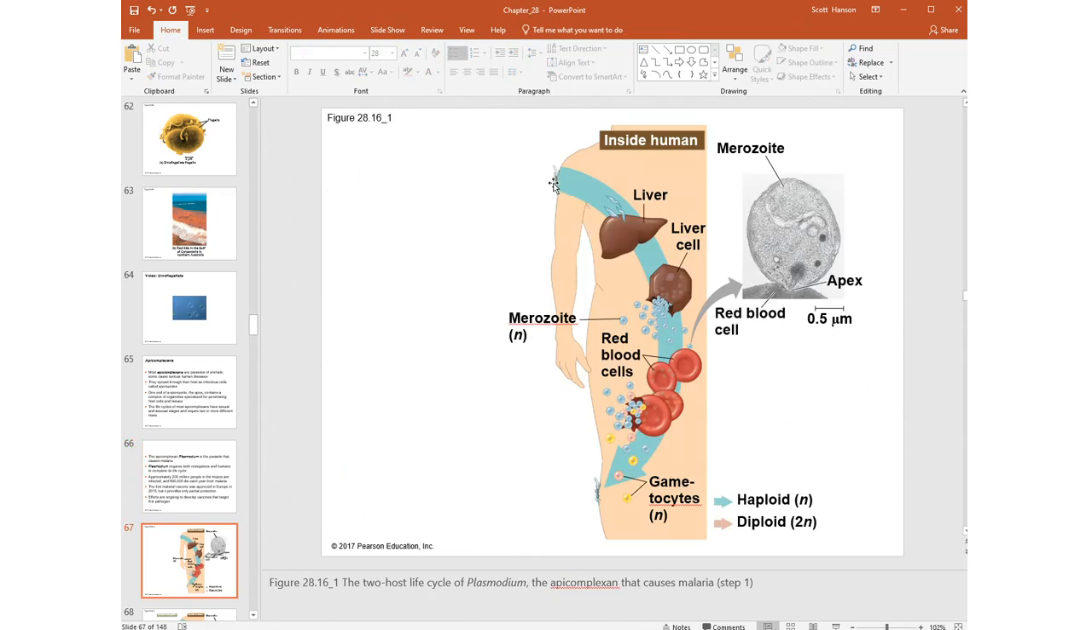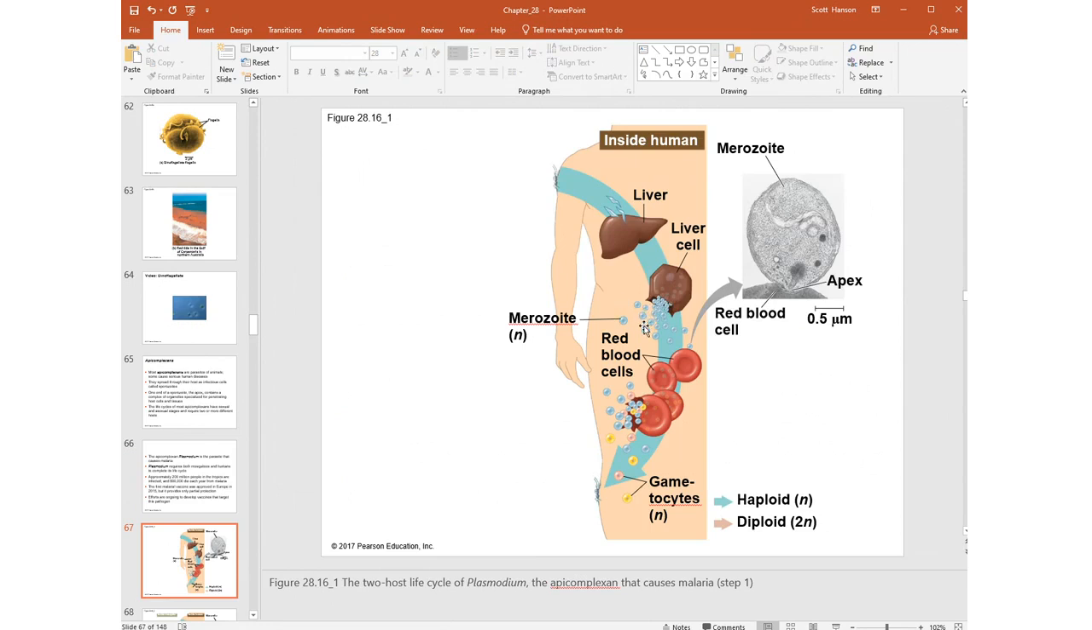So a mosquito bites a person or an animal. You can see the apex of the apicomplexan with specialized organs. The merozoites get into the blood and circulate through the blood. And when they get to the liver, they get into liver cells, and they grow inside the liver cells and then burst out, kind of like a bacteria does in a cell.